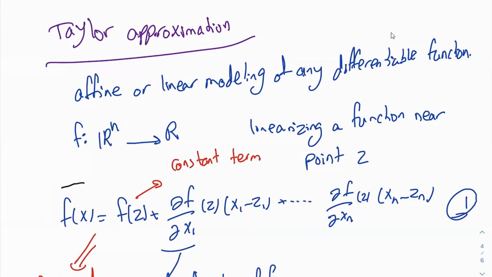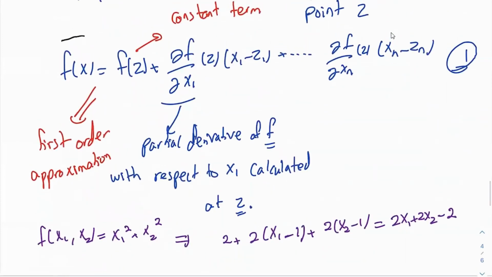Okay, good. Now, I explain here this is a partial derivative of f. This is called first order approximation. For a second order approximation, you have some sort of a second derivative times xn minus zn squared. This is first order approximation. This is what we get. It's usually a very good approximation, the first order approximation.